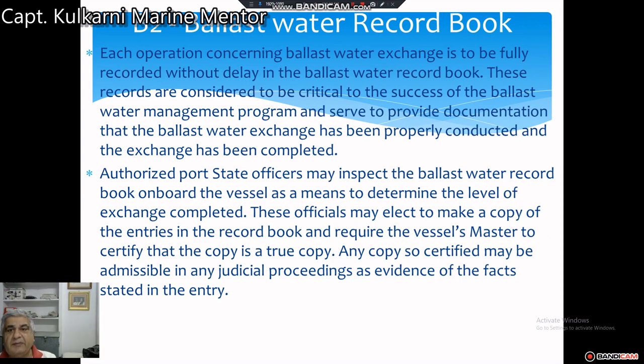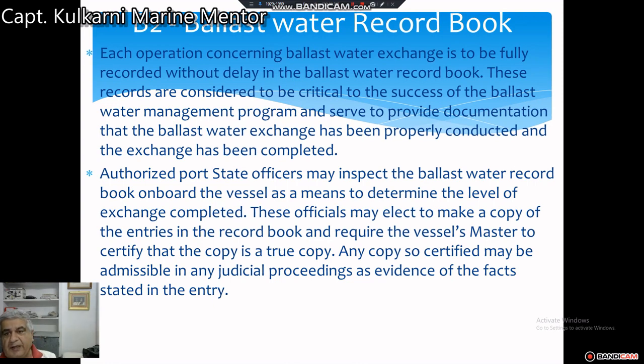Each operation concerning ballast water exchange is to be fully recorded without delay in the ballast water record book. These records are considered to be critical to the success of the ballast water management program and serve to provide documentation that the ballast water exchange has been properly conducted and completed. I have already covered record books and electronic record books, how exactly the records have to be maintained. It can be physical or it can be electronic. So how the ballast water record book has to be maintained has already been given here.